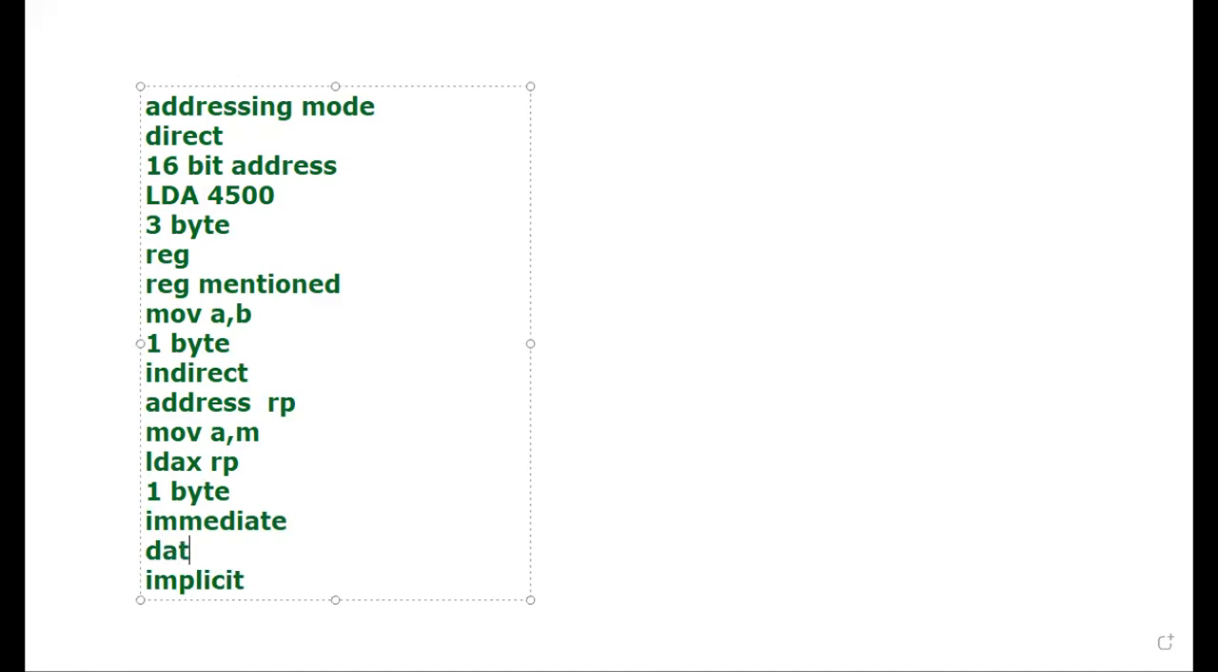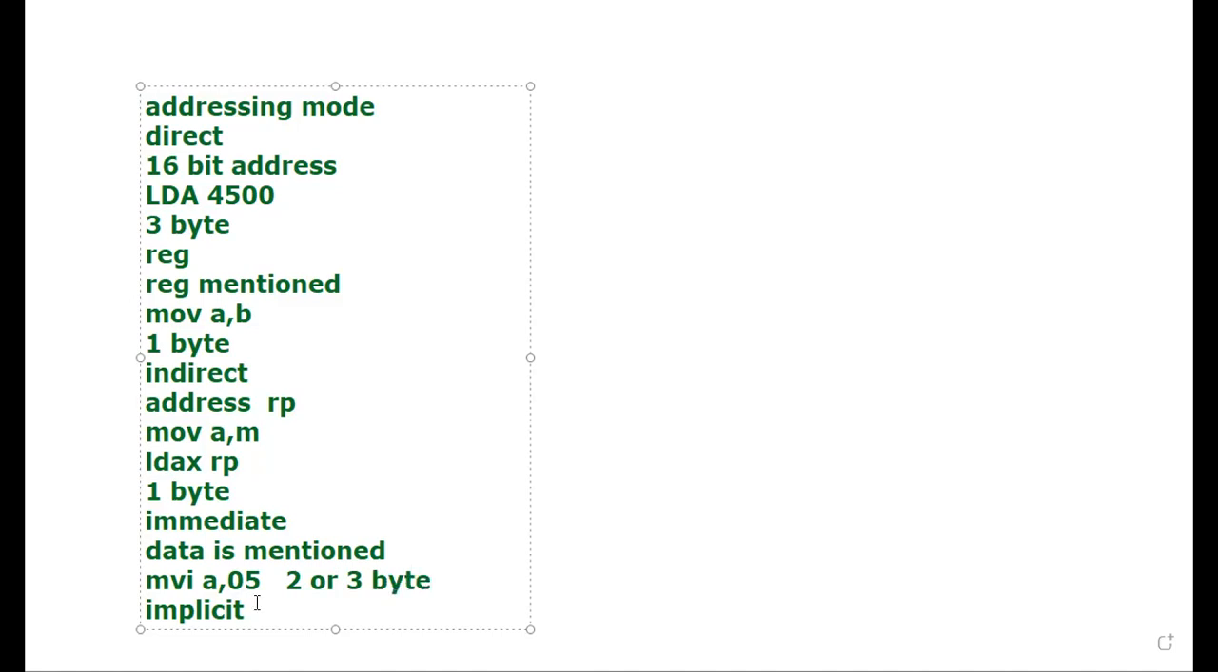In immediate addressing mode, the data to be operated upon is mentioned in the instruction. Okay, whether it is 1 byte or 2 byte data. So the I instructions, for example, MVI A, 05, right? So that 05 is mentioned in the instruction. So these are 2 or 3 byte instructions. LXI H, okay, that is also an immediate instruction.